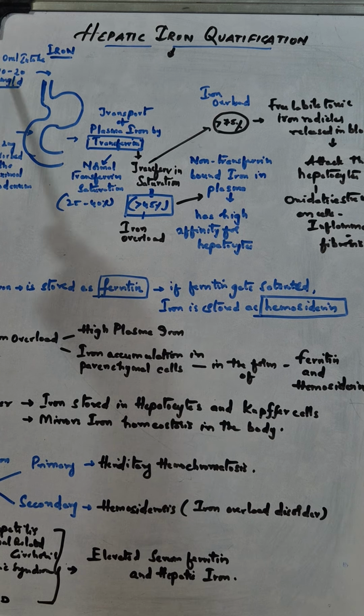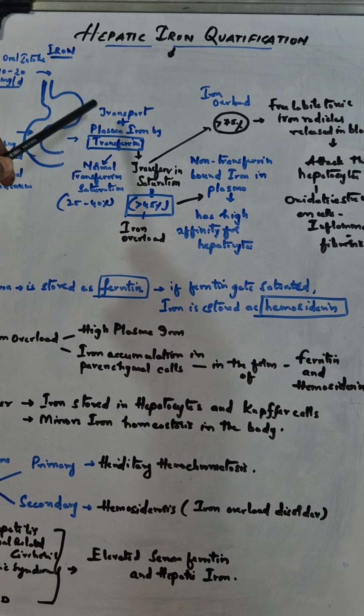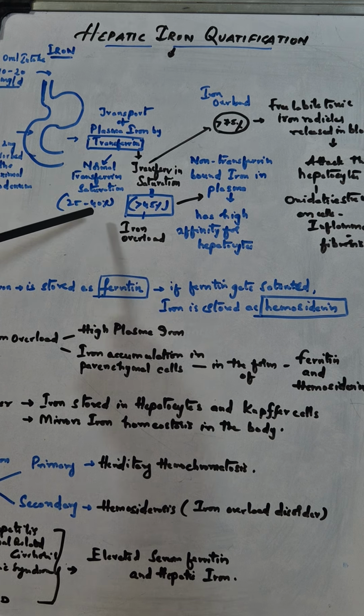Normally, if you take an oral intake of 10 to 20 milligrams per day of iron, 1 to 2 milligrams is absorbed in the proximal duodenum. From there, it goes into the blood. Plasma iron is transferred by transferrin, an iron transport protein. Normal transferrin saturation, how much iron is binding to transferrin, is 25 to 40%.